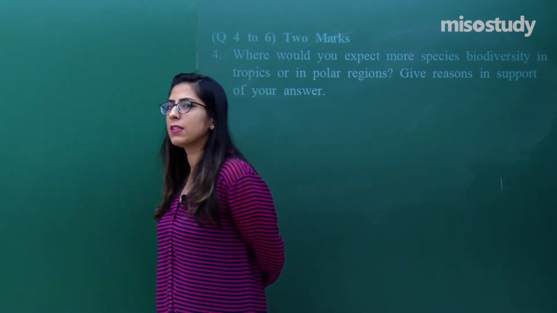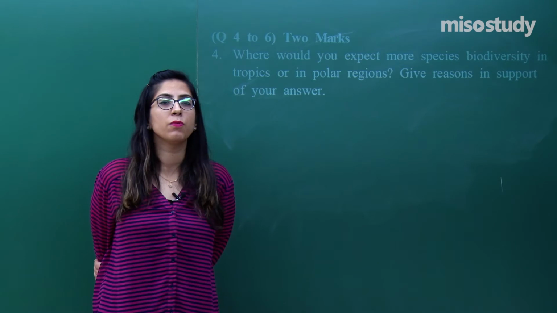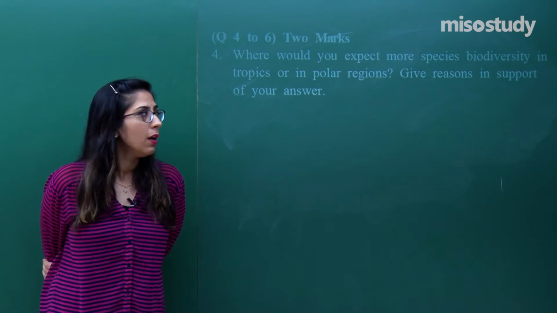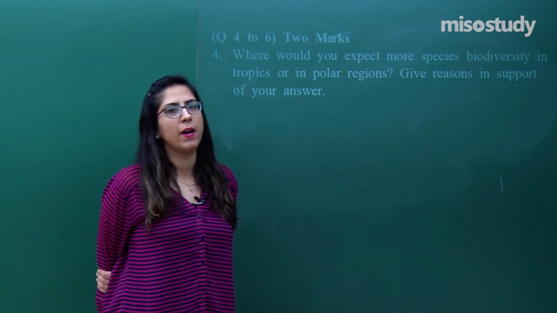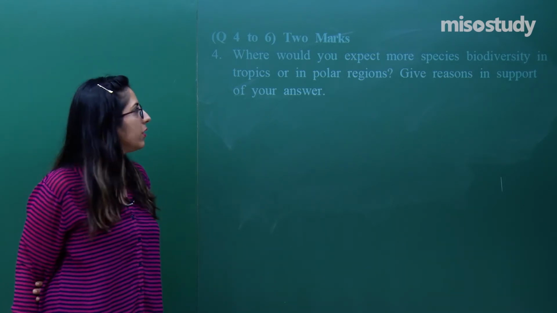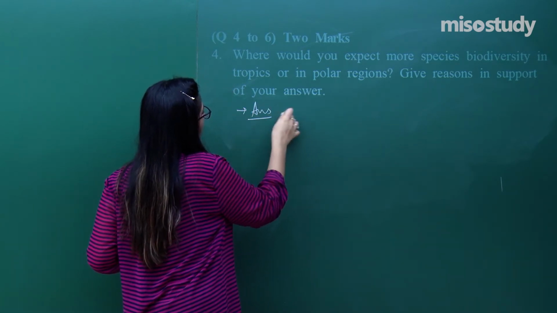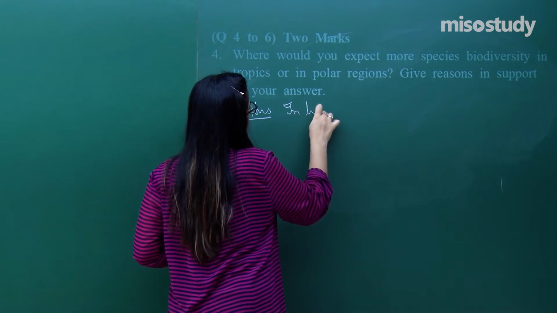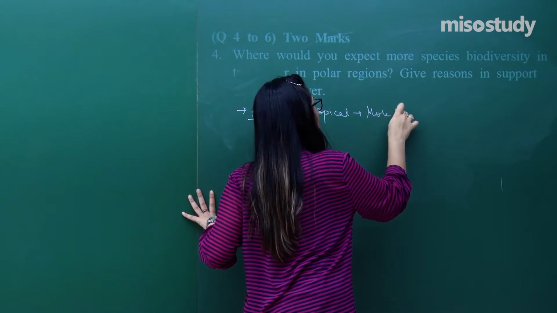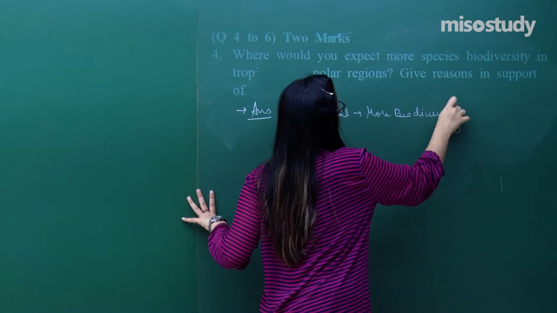But still I will not say that not even a single organism will be there. Definitely living organisms will be there, plants will also be there. But when we talk about species, biodiversity will be more in a tropical region than in a polar region, right? So, the answer is, in the tropical region there will be more biodiversity. First part. So, if you write this, you will get 1 mark.